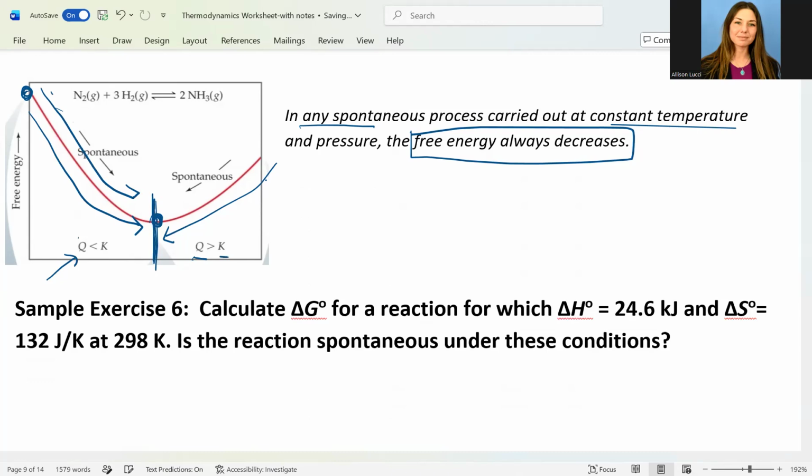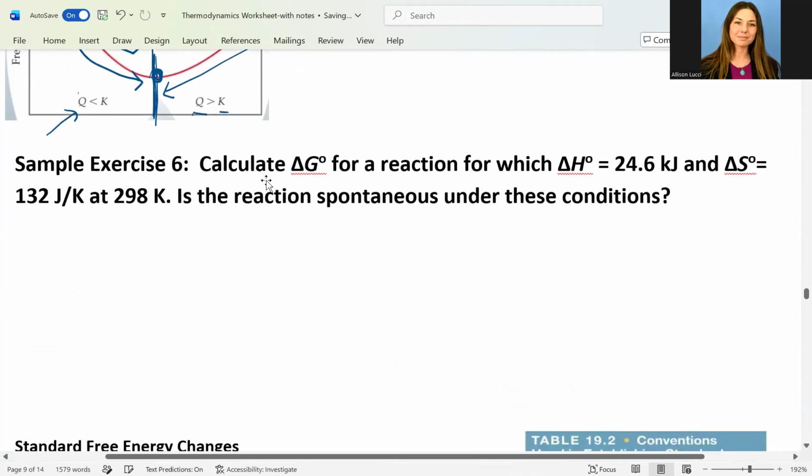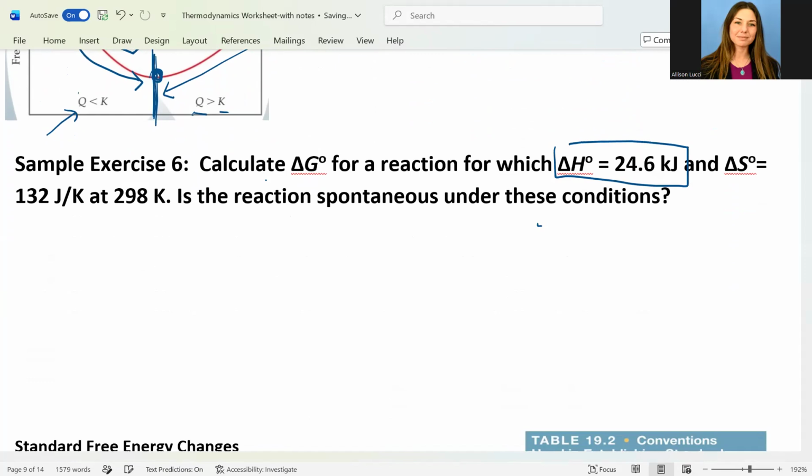So let's take a look at this sample exercise, number 6, and see if we can calculate delta G for a reaction in which we're given the enthalpy of positive 24.6 kilojoules, and our entropy is down here, 132 joules per Kelvin. And we're at 298 K, so at 25 Celsius, but that's already been converted for us. So we want to know, is the reaction spontaneous? We're trying to figure out if we have a negative delta G overall. If so, then spontaneous.